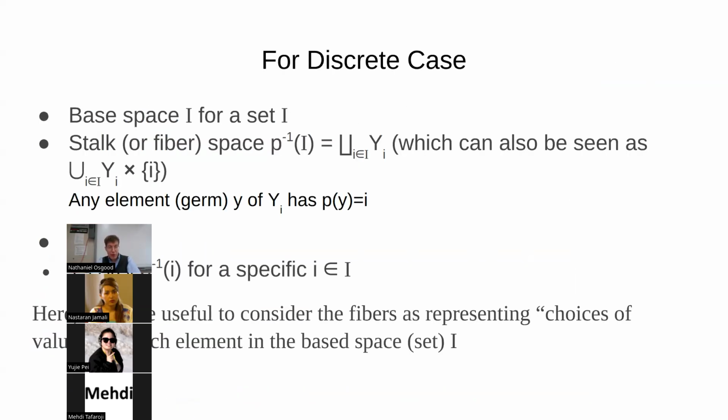Okay, so for the discrete case, the case with sets, we have a base space, the set I. The stalk is the disjoint union, sometimes called a tagged union, like this.